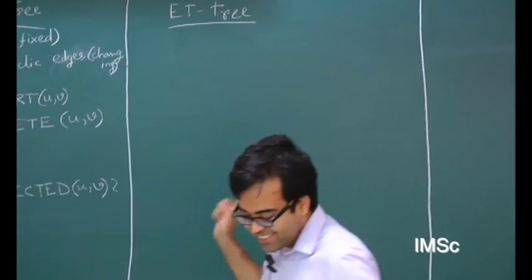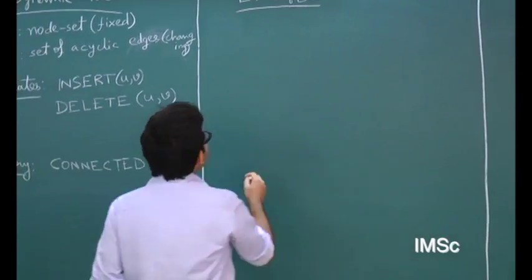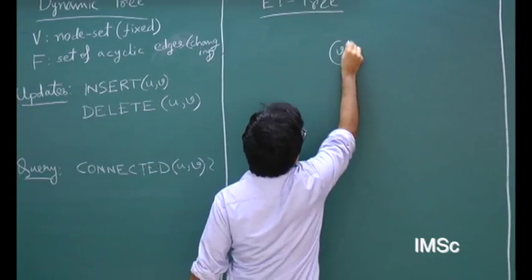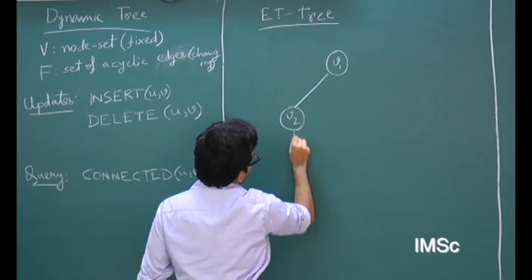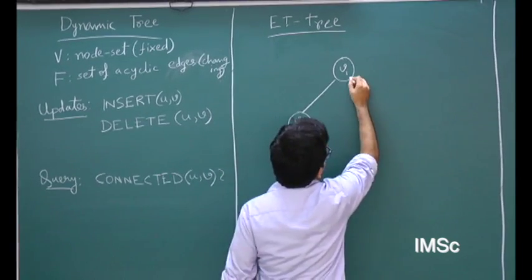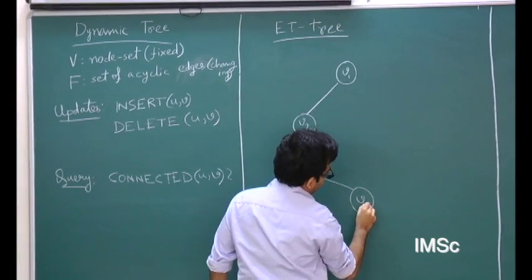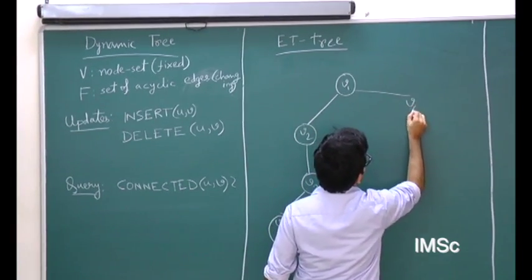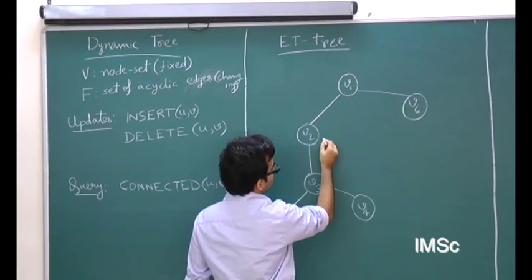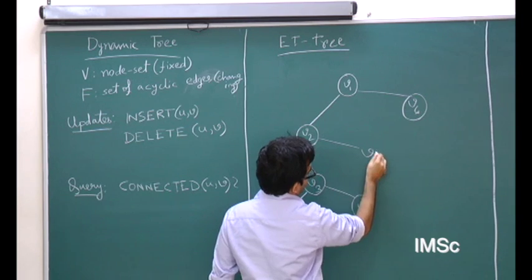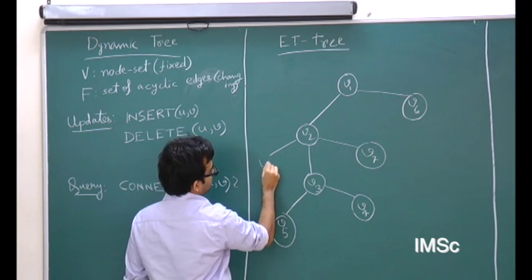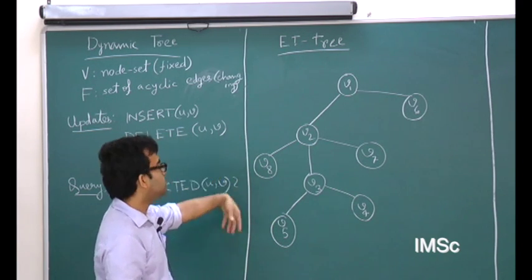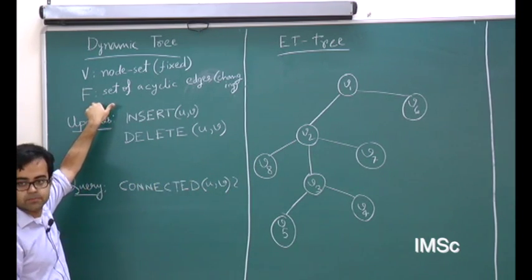It's not extraterrestrial, it's called Euler tree. So what does this mean? Let us just take an example. Give me any tree. So this is V1, V2, and I'm just drawing any arbitrary tree. Say here you have V4, V5, V6, V7. First note that this is not a rooted tree, this is not even a binary tree, this is just one tree in this forest.